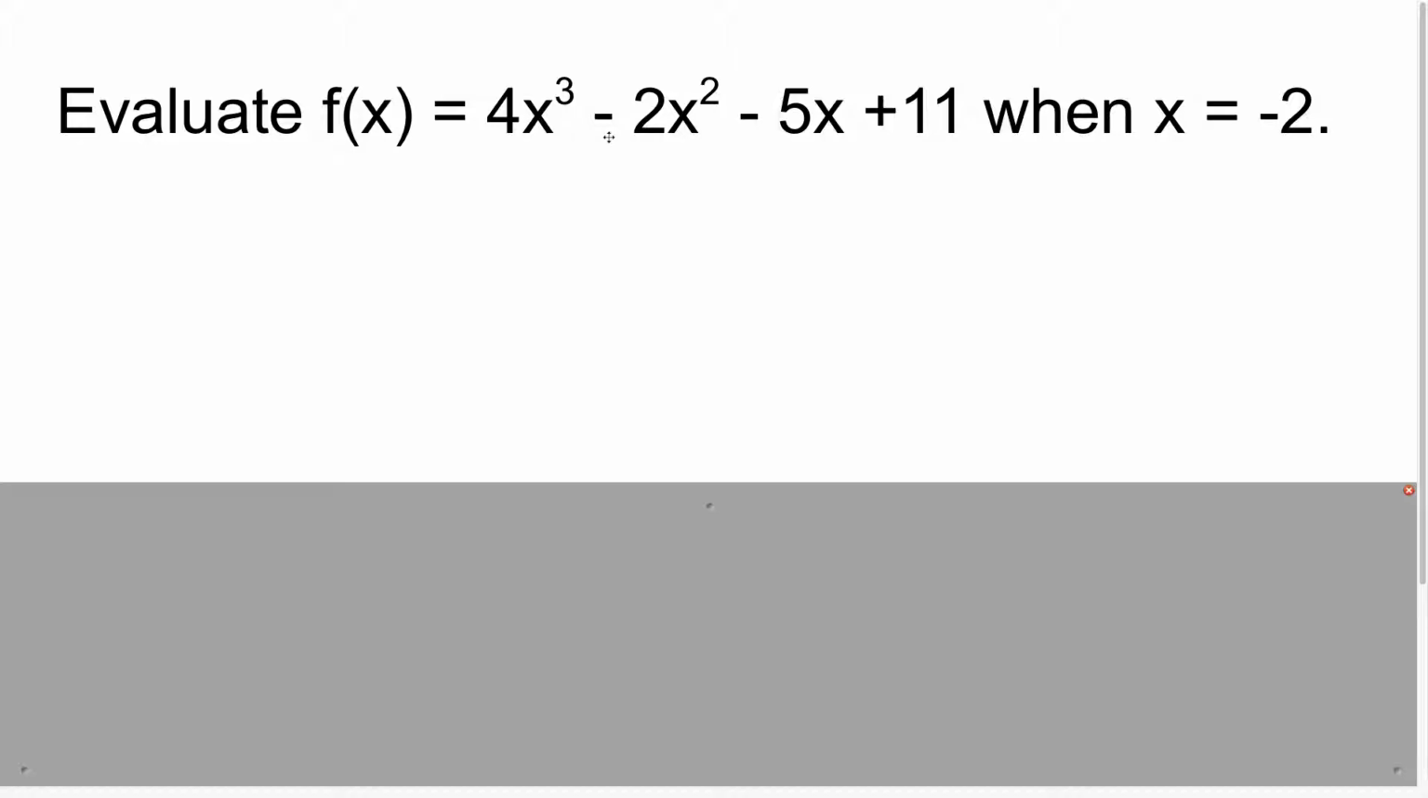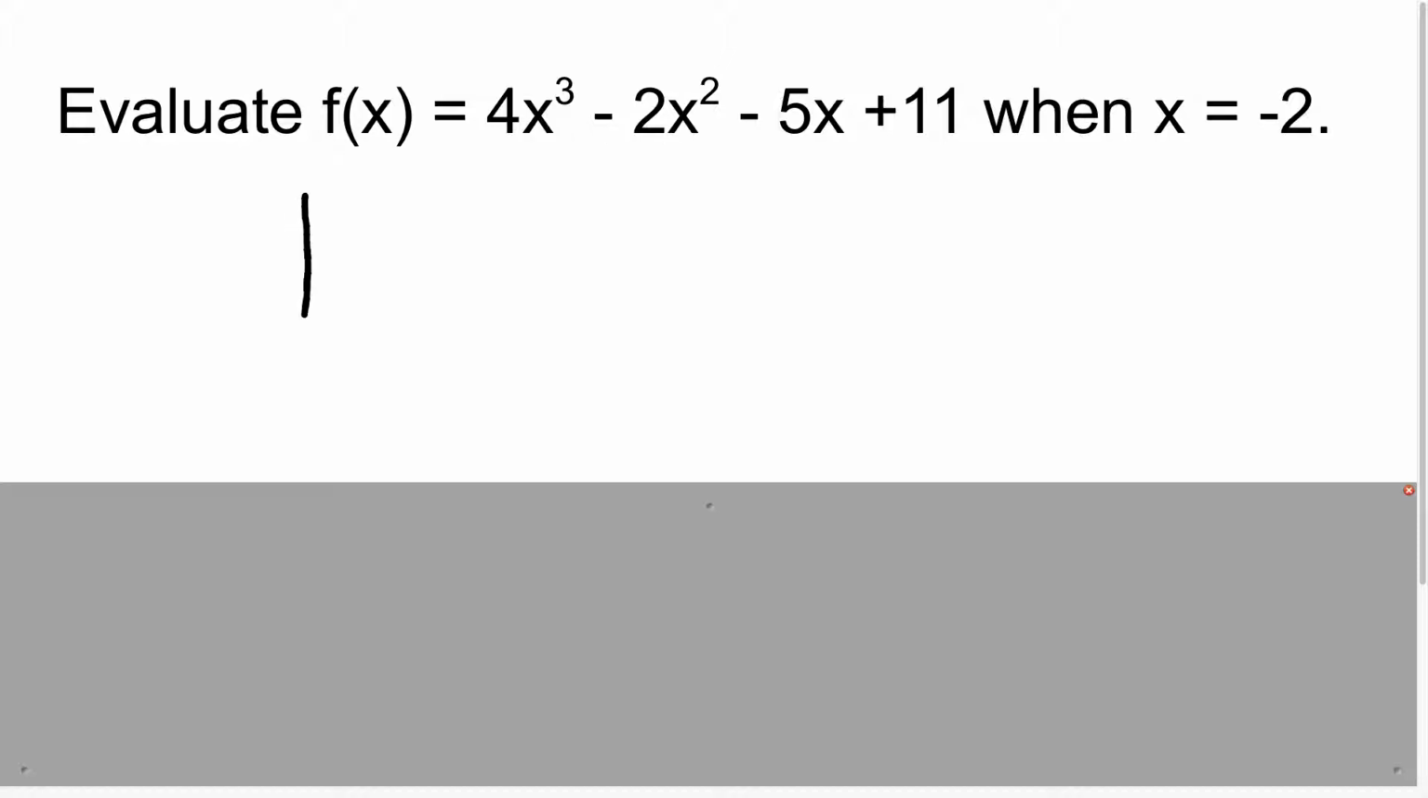Now, we have another way to do this. We could take the -2 and plug it in for all the x's, right, and work it out. That's how we would normally do it. That's called direct substitution. You just substitute it in for x. But what we're saying today is if we do synthetic division, we will get the correct y value. So I'm going to set this one up with synthetic division.